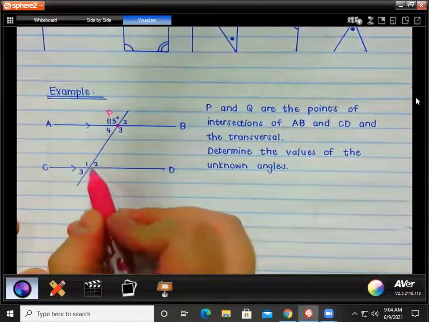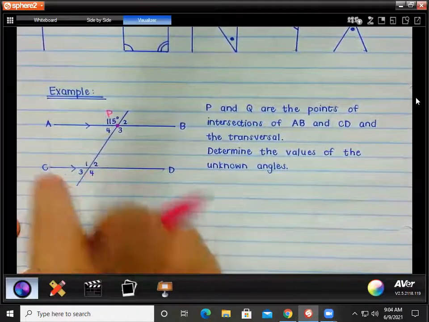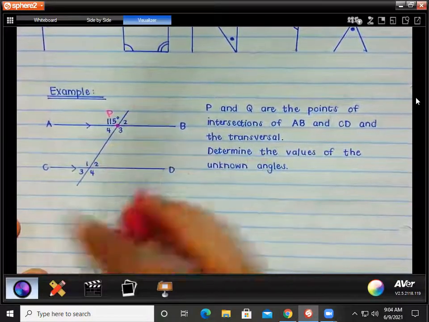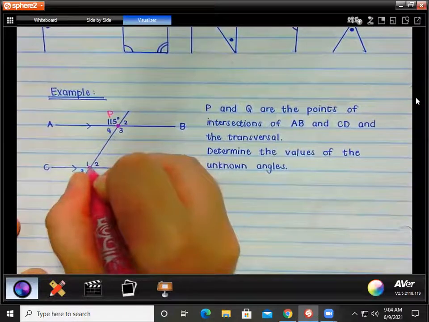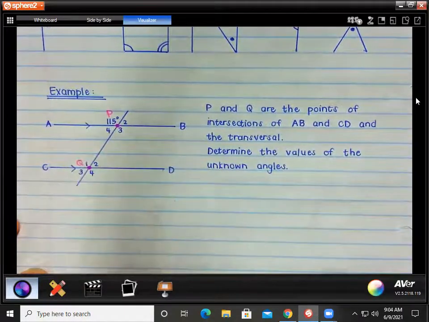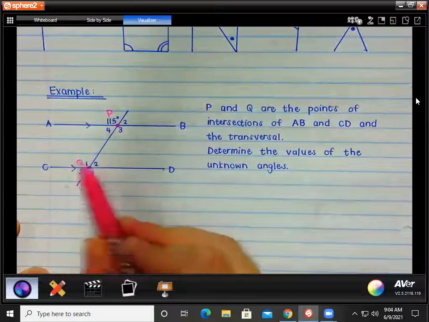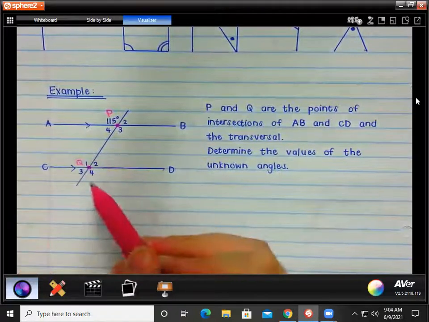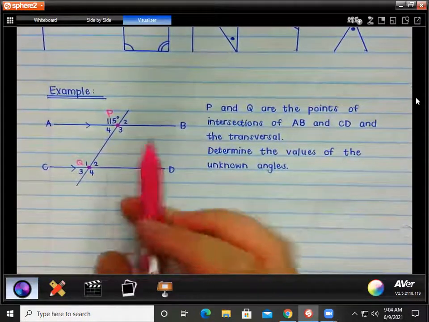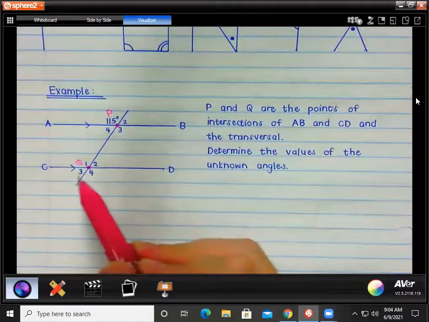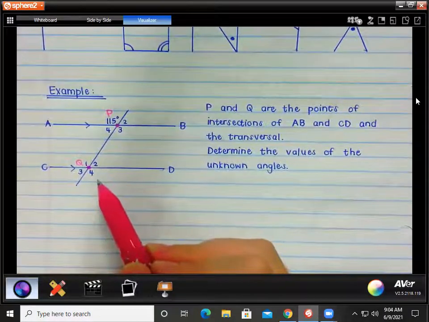Then this other point of intersection. The point of intersection of CD and the transversal is Q. All right, so just add that in there. So that's saying that all of these angles around this point are going to be called Q and then the number that they've written there. So this is Q1, Q2, Q3, and Q4.